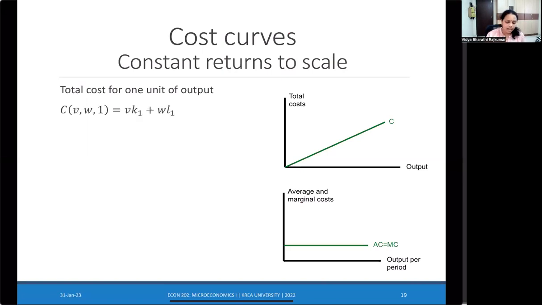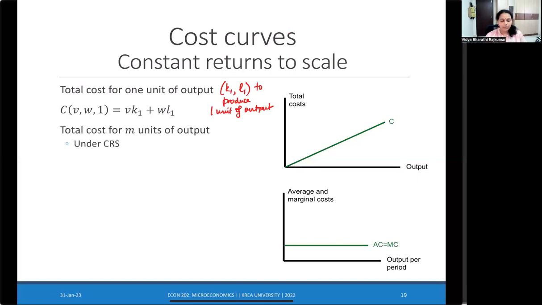So with CRS, the total cost for one unit of output is written as, look at the notation here, C of V, W and 1. The cost function depends on the price of capital, price of labor, and the amount of output is fixed at 1 unit. So that's why you see the 1 there. Now, this cost is actually V times K1 plus W times L1. So let's say we are using K1 and L1 units of inputs to produce 1 unit of output. And therefore, the cost of producing 1 unit of output is V times K1 plus W times L1.